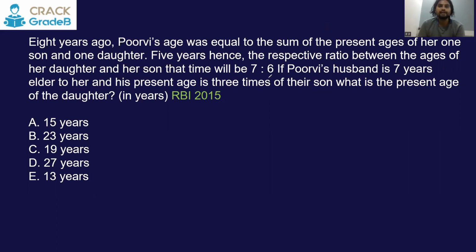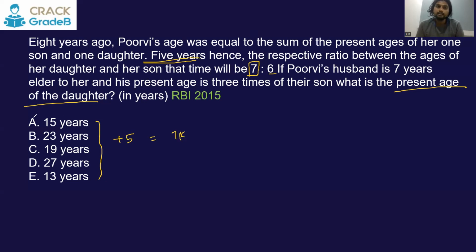But if you see this simple fact that the daughter and son, the ratio is 7:6, that means the daughter will be a multiple of 7. But when? 5 years hence. This ratio is 5 years hence. So 5 years hence, the daughter needs to be a multiple of 7. And they are asking what is the present age of the daughter. So whatever the present age of the daughter is out of these 5 options, if you add 5 to it, because 5 years hence, she will be a multiple of 7, the number should be a multiple of 7.